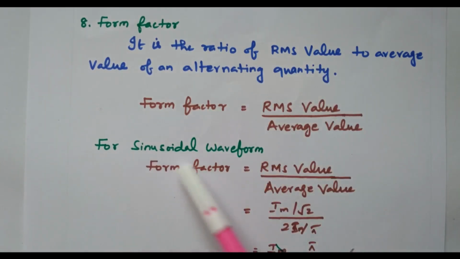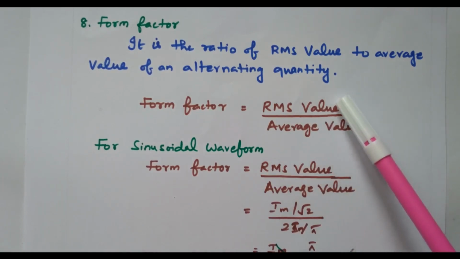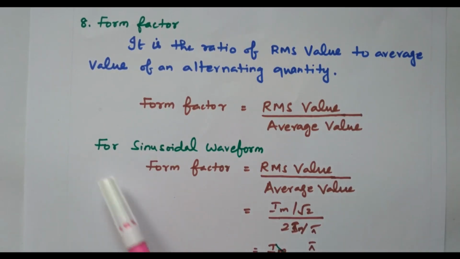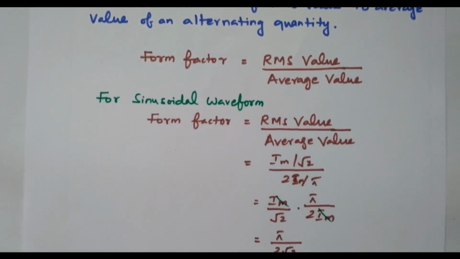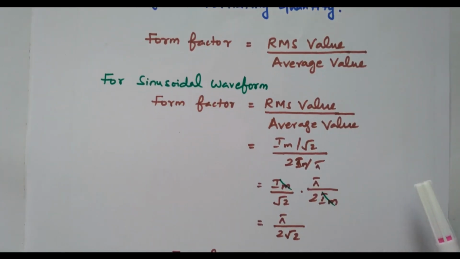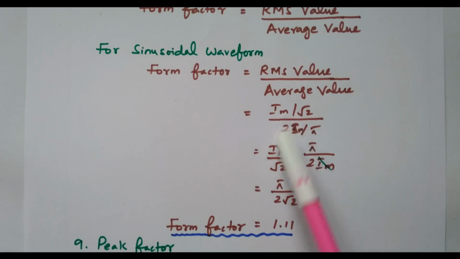For sine wave, we already calculated the RMS value and average value. Just now we got the derivation. Now we'll substitute. For a sinusoidal waveform, form factor equals RMS value by average value. Now we calculated RMS value is Im by root 2. Average value is 2 Im by pi. Right. So that it is Im by root 2.